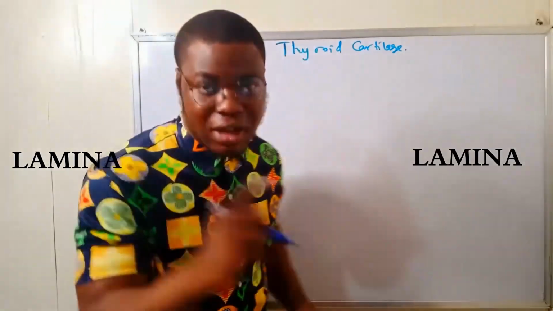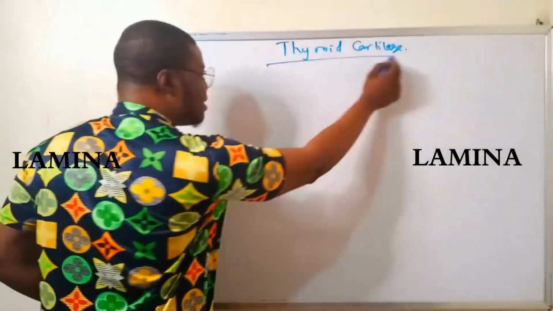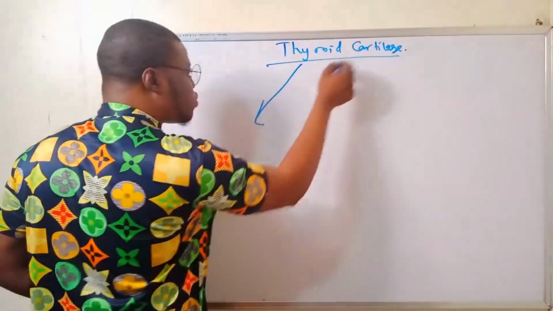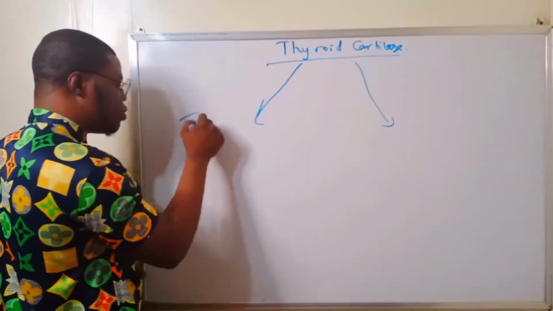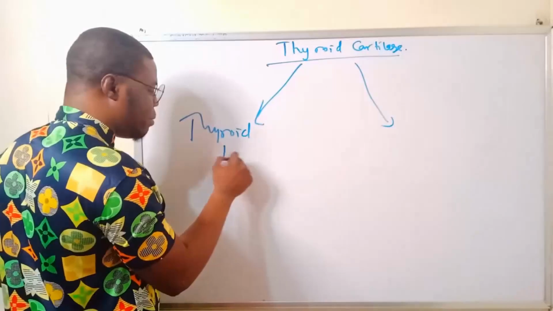Now, this gesture is a combination of two palms. You get the point? Two hands coming together. So it resembles the larynx just like this. Now the question is how? This one hand is called lamina, and the other one is called lamina. So put that at the back of your mind, that the thyroid cartilage is made up of what? Of two lamina. So thyroid lamina.